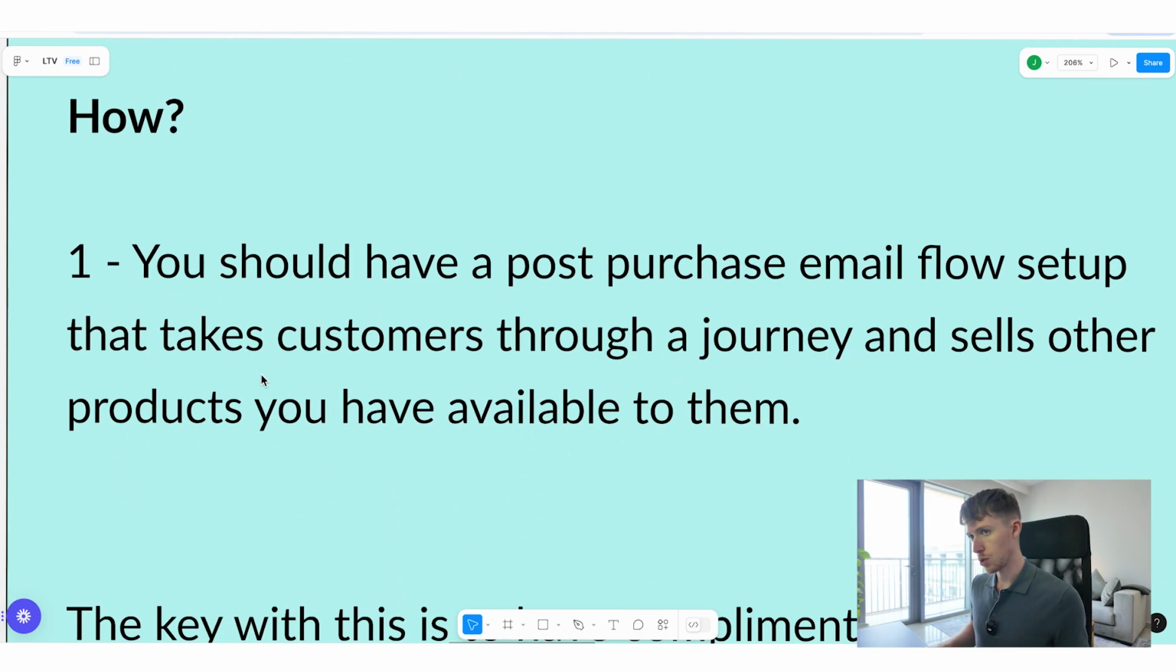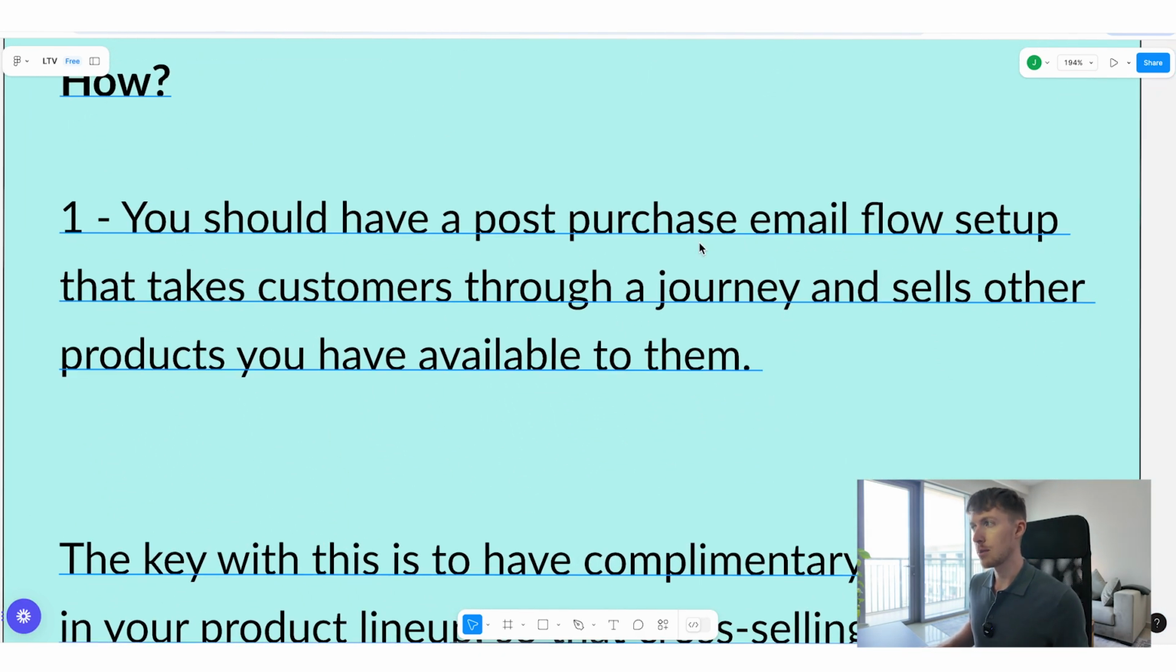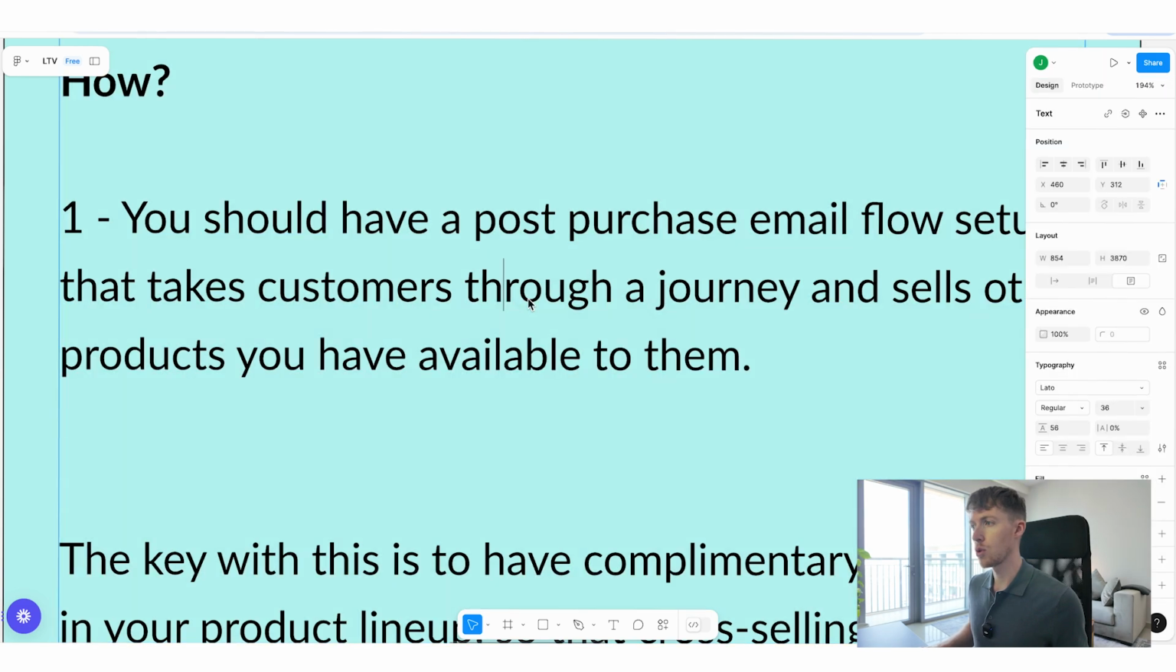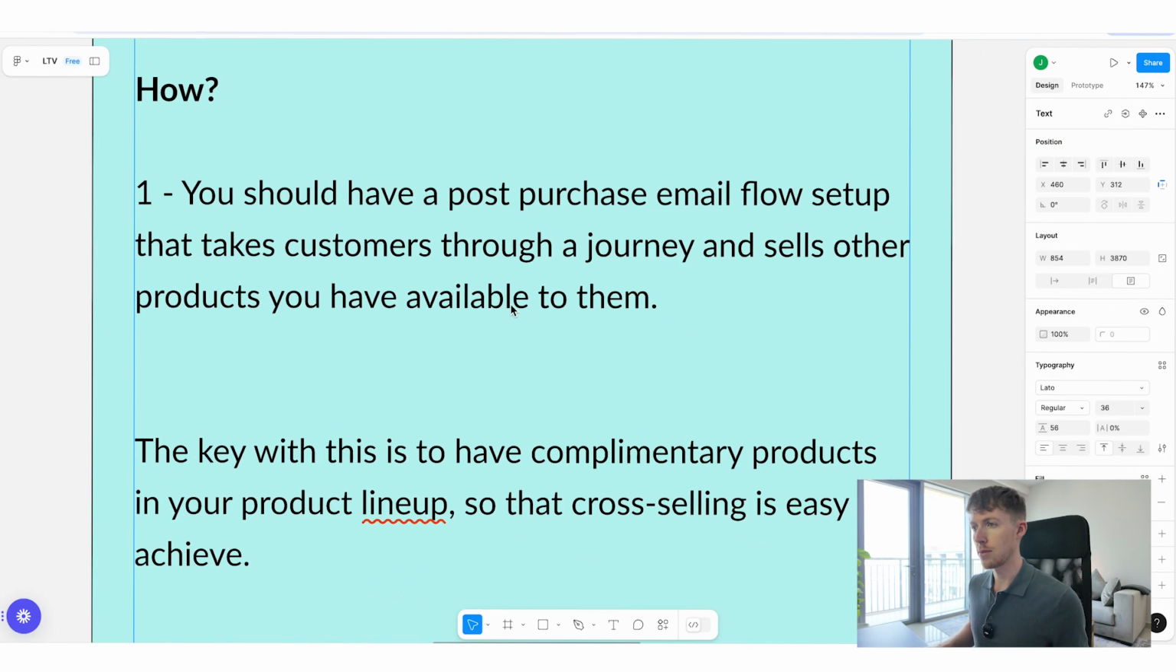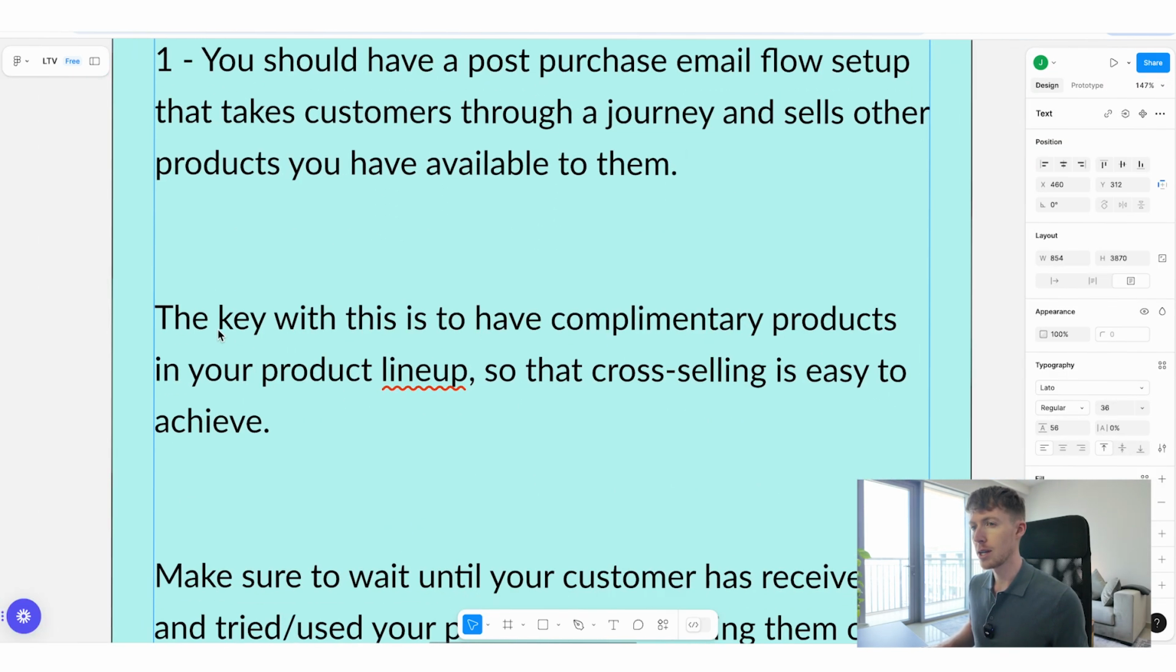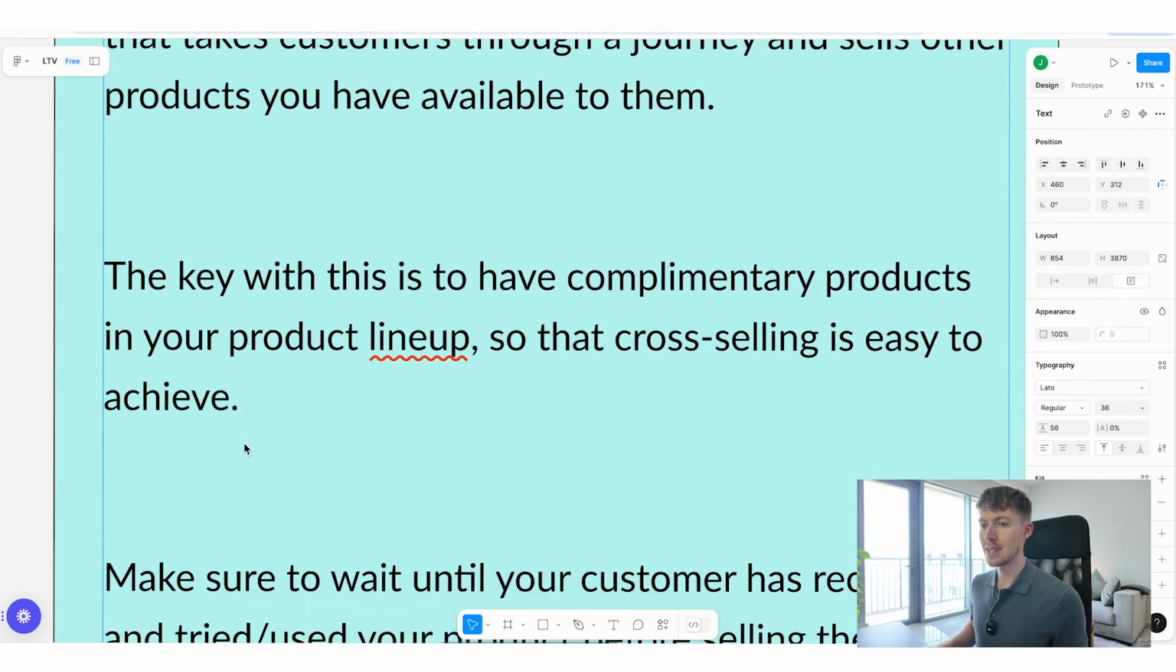So how do we actually do it? The first way is you should have a post-purchase email flow set up that takes customers through a journey and sells other products you have available to them. So this is a no-brainer. The key with this is to have complementary products in your lineup so that cross-selling is easy to achieve.